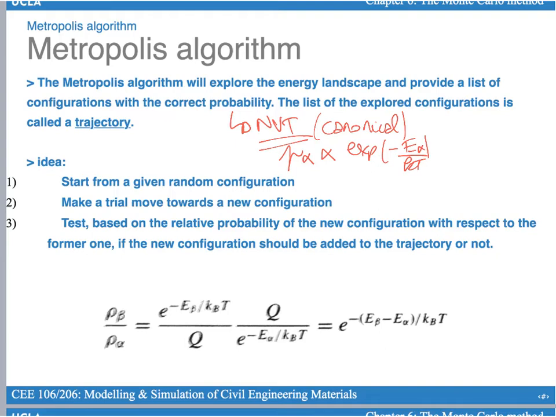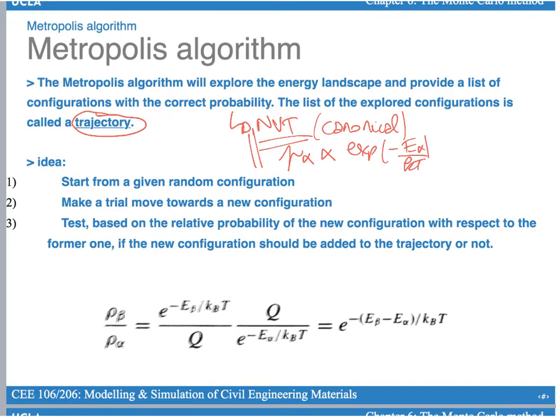So the way it works is that when you apply this Metropolis algorithm, the system will explore a given number of configurations. The ensemble of all those configurations, this is what we call a trajectory. This is an ensemble of different configurations that are explored by this Metropolis algorithm. The probability of exploring those different configurations within the trajectory is going to be given by the probability of the canonical ensemble, the probability that a real system would have in the canonical ensemble.